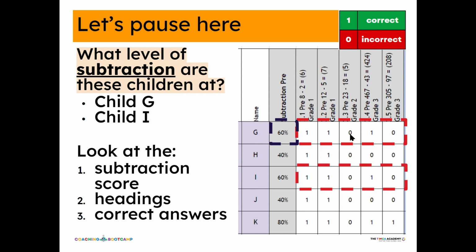Let's look at child I. So here, this line. I want you to just look at the score, 60%. So the same score as child G, so they've both got 60%. Okay, and in fact the pattern is exactly the same. Grade 1 question correct, grade 1 question correct, grade 2 question not. Grade 3, the first one correct, the grade 3 one, the last one not so. Okay, so what does this tell us about these two children? Have a think about that. I'm not going to give you an answer at this particular point.